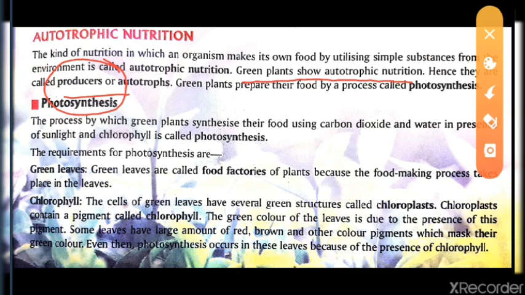Now the process by which they are preparing their food is known as photosynthesis. So we can say the process by which the green plant prepares their food is known as photosynthesis. So let's study in detail about photosynthesis: how the plants are preparing the food, what materials they are taking, and what conditions are needed for preparing the food.